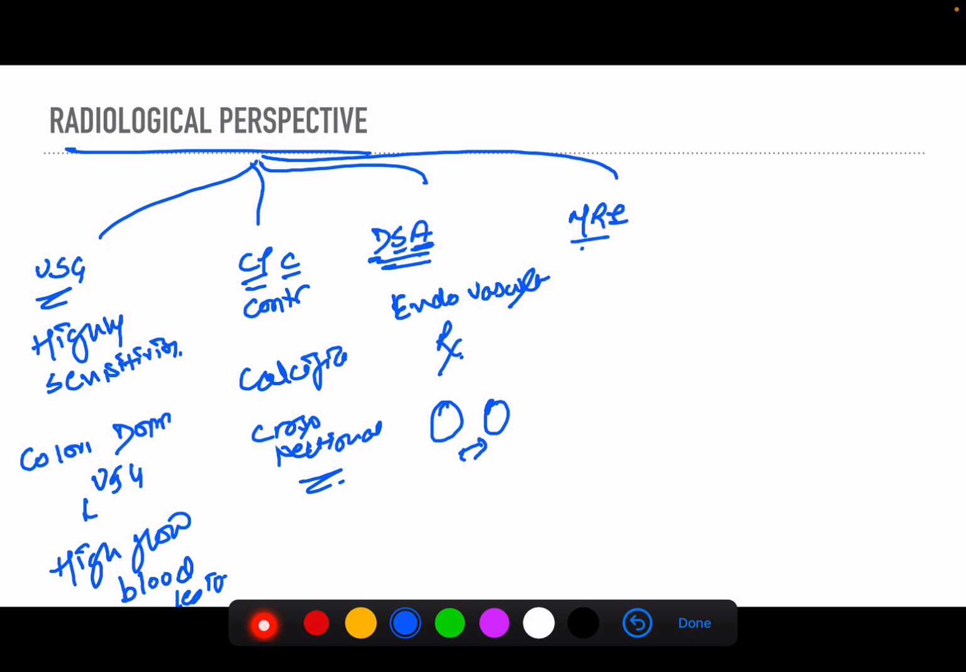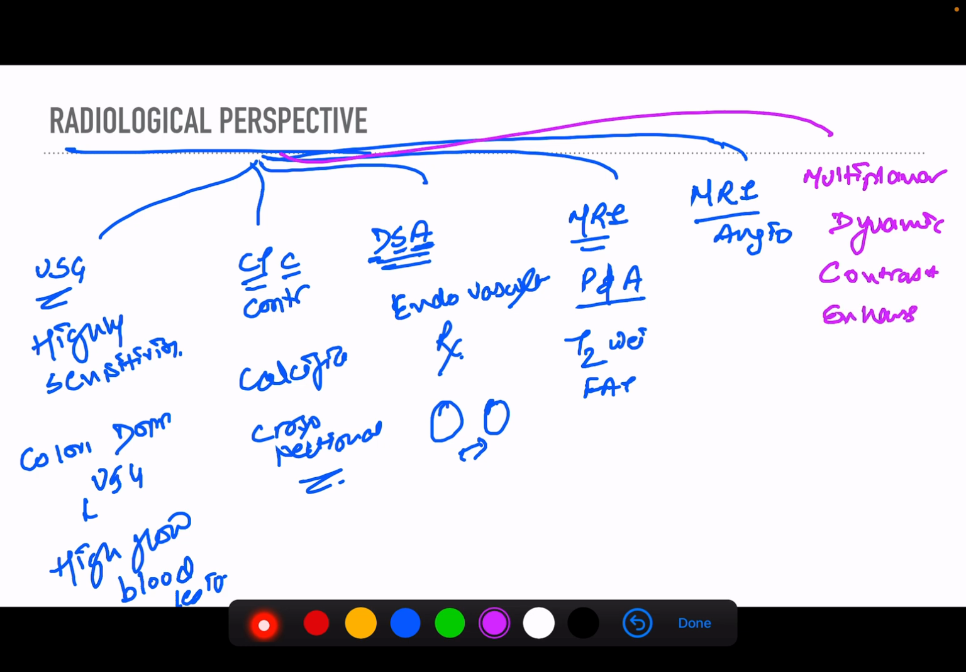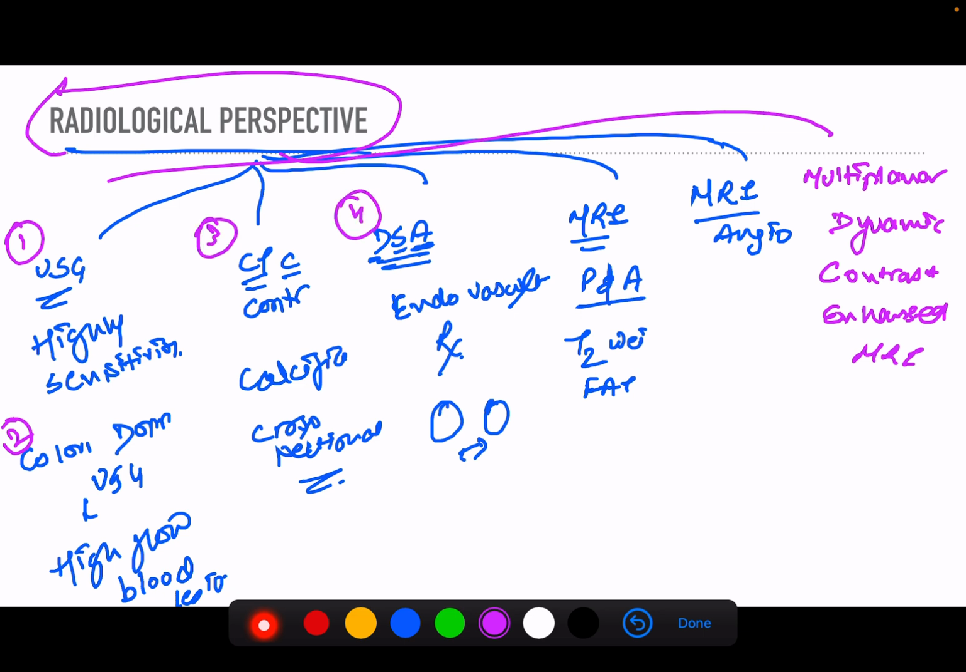Next option is MRI, which is the most preferred and accepted method. In this we use T2 weighted fat suppressed MRI to discriminate the hemangioma. Other options of MRI are MRI angiogram and also multiplanar, that is in multiple planes, dynamic contrast enhanced MRI. So for the radiological perspective, we can use USG and color Doppler USG. Third one is CT with contrast. Fourth is digital subtraction angiography. Fifth one is plain MRI or MRI angiography. And seventh is multiplanar dynamic contrast enhanced MRI.